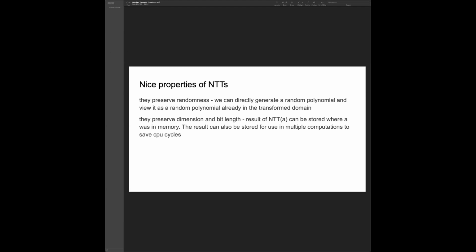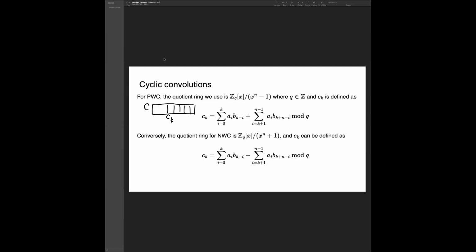So I'll repeat the question. C here are basically the coefficients of x, A times x, B. Yes. So CK here is the kth coefficient of A times B.